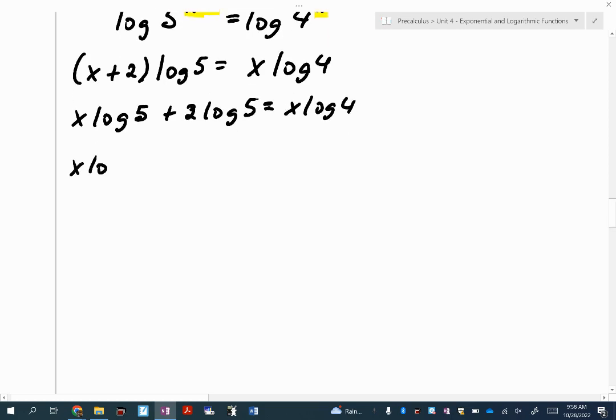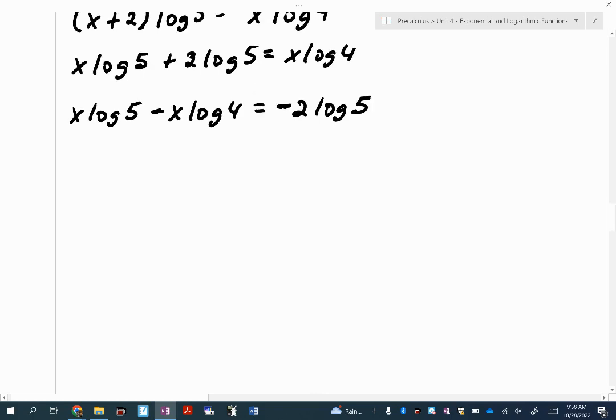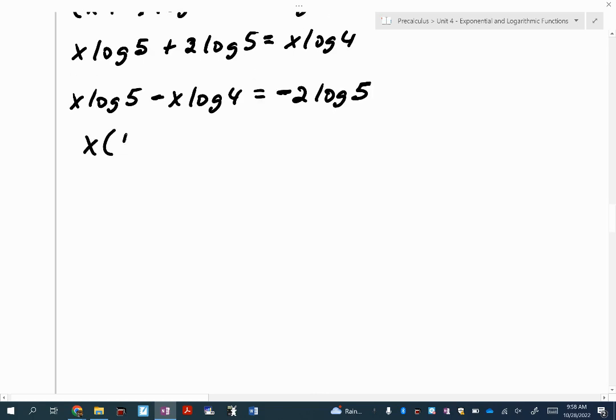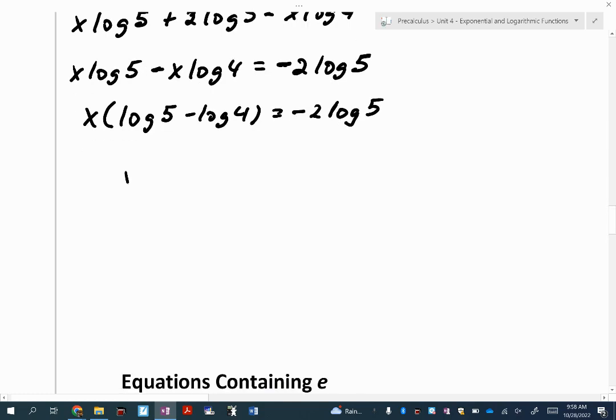Let's go ahead and get our x's to one side. So I'm going to copy down x times the log of 5 minus x times the log of 4. So I moved it over. Move over this 2 to be negative 2 times the log of 5. All right, factor out the x's. You get the log of 5 minus the log of 4. Copy the right side. And then we're going to divide both sides by that log of 5 minus log of 4.